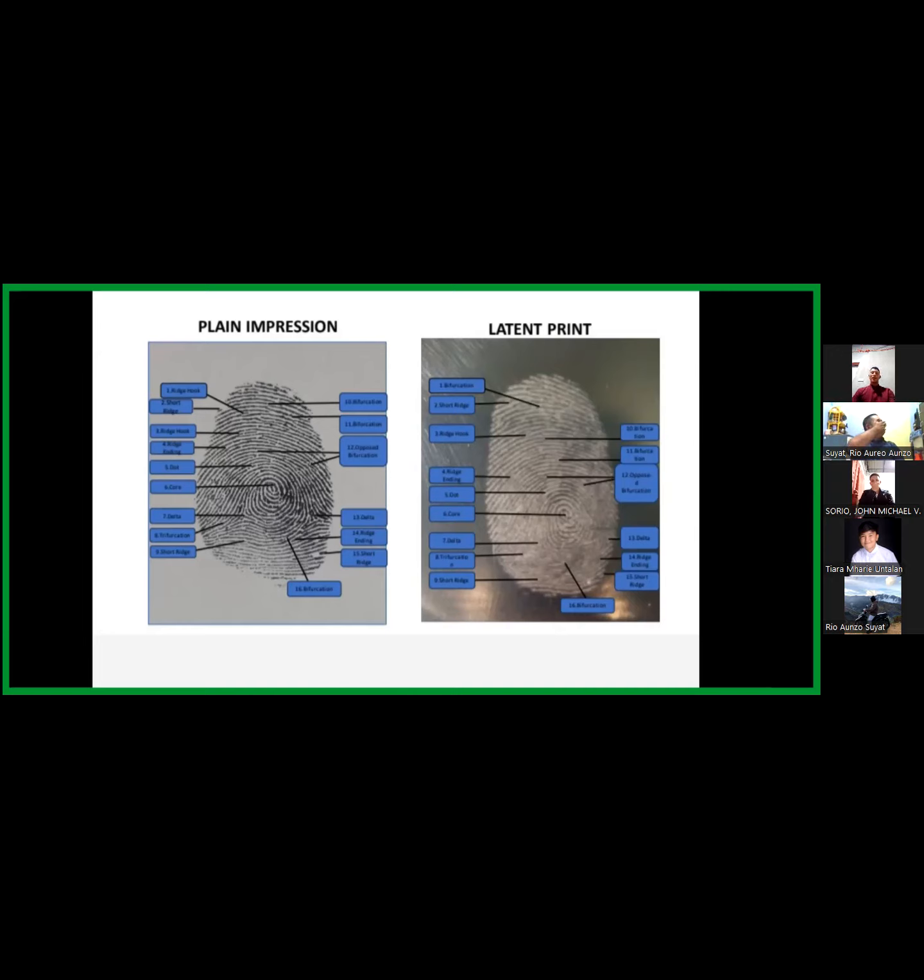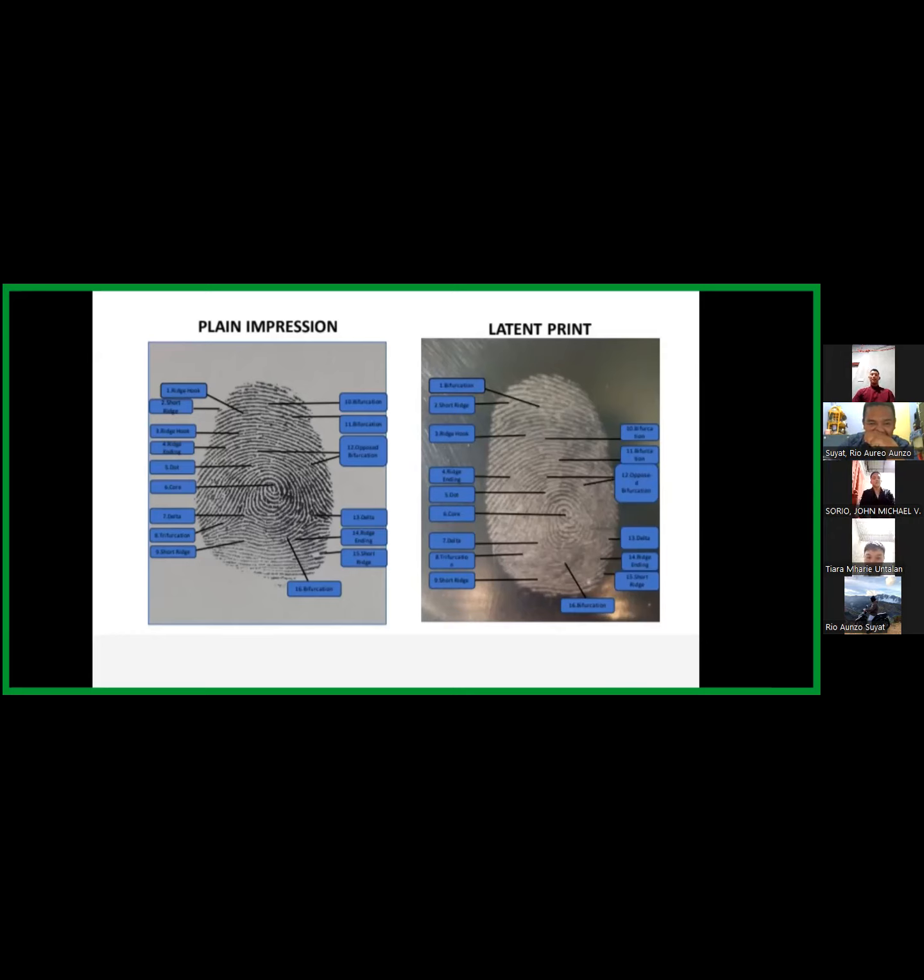Number 13. Can palm prints, like fingerprints, be used to establish identity? Yes, palm prints can be used to establish identity, similar to fingerprints. Number 14, what is edgeoscopy? It is the study of the characteristics of the ridge edges for comparison purposes.